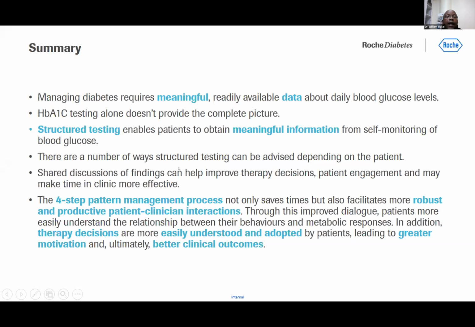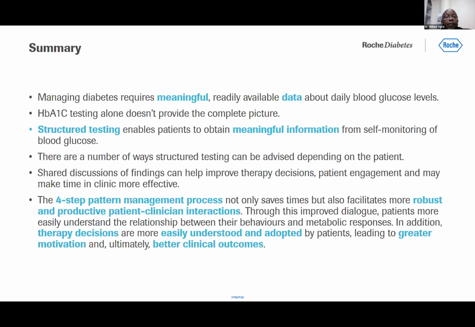And there are a number of ways structured testing can be advised depending on the patient. And shared discussions of findings can help improve therapy decisions, patient engagement, and may make time in clinic more effective. The patient will feel that I've had a meaningful discussion with my clinician today.